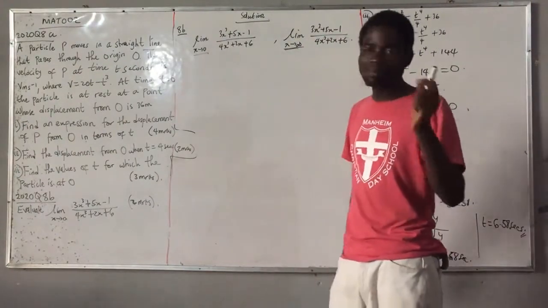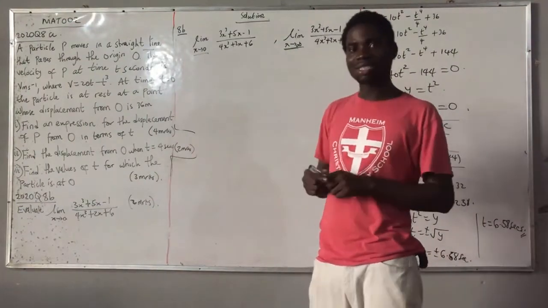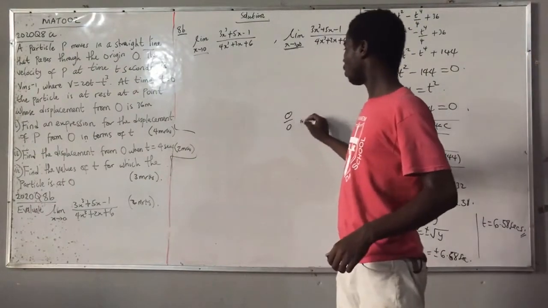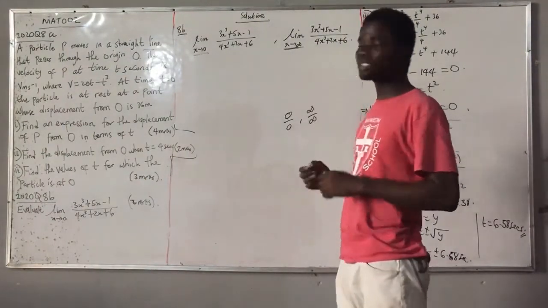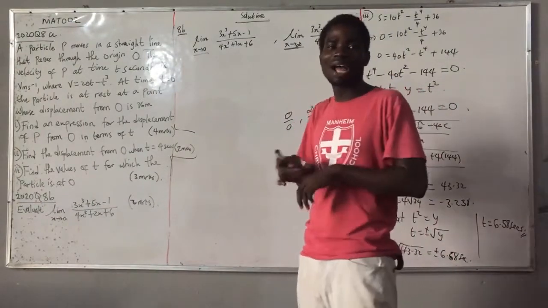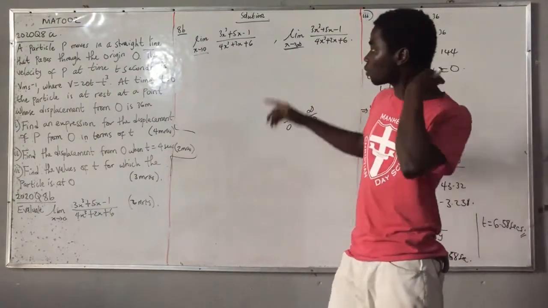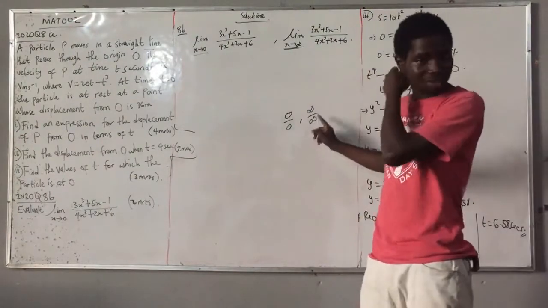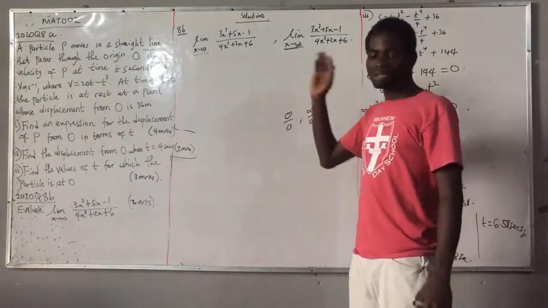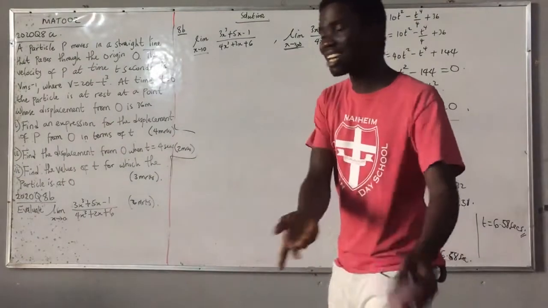Don't forget, in limits, when you are told to find the limit, put the value straight. It is when you get 0 over 0 or infinity over infinity that you have to think of maybe L'Hôpital's rule, or to factorize, or to find a way out. Do you understand? But what you are given is different from these two, from this indeterminate form. Please, that is the answer. Do you understand?